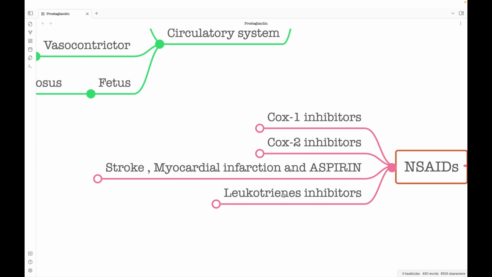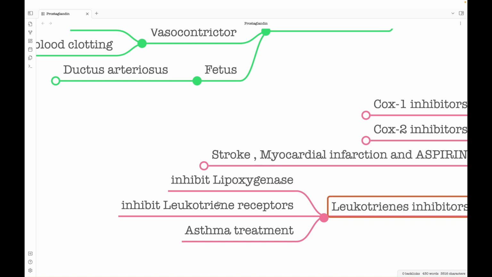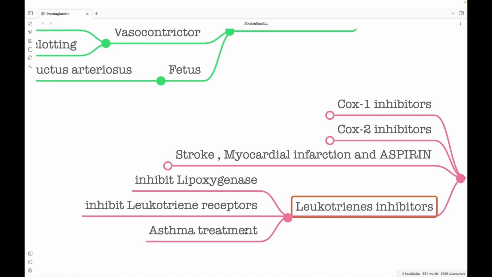So there are some leukotriene inhibitors. Let's first discuss these leukotriene inhibitors. There are two types of leukotriene inhibitors: one which can inhibit lipoxygenase, the enzyme, and second, leukotriene receptor antagonists. Since leukotrienes are associated with the asthma condition, drugs which can inhibit leukotrienes or lipoxygenase are associated with asthma treatment. So for betterment of the asthma condition, we use these leukotriene inhibitors.